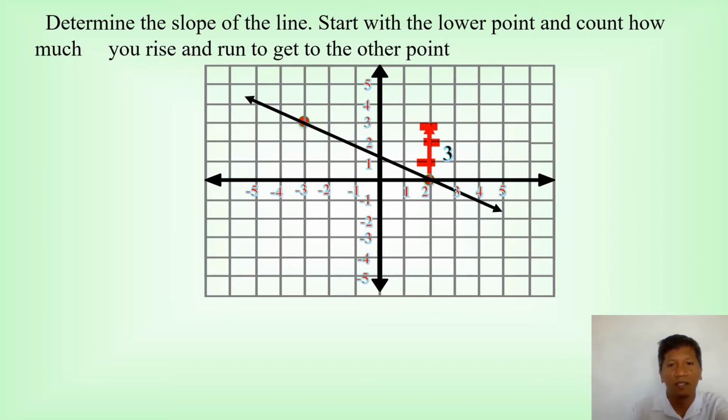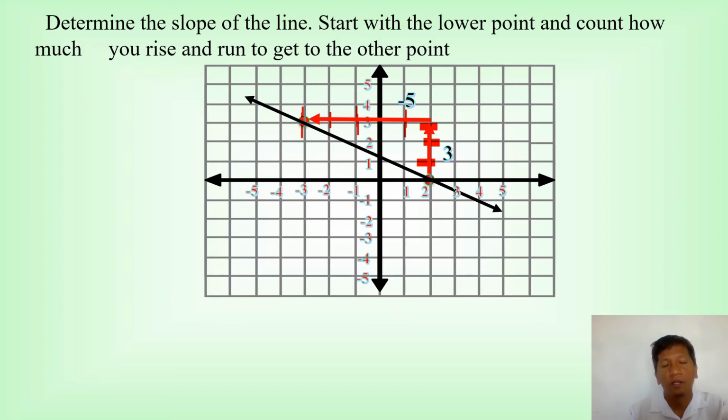Yan. The next, how about the run? How many units? 1, 2, 3, 4, 5. 5 units to the left. Since pa-left tayo, therefore, ang run niya is -5. Pa-left siya eh. Did you get it?